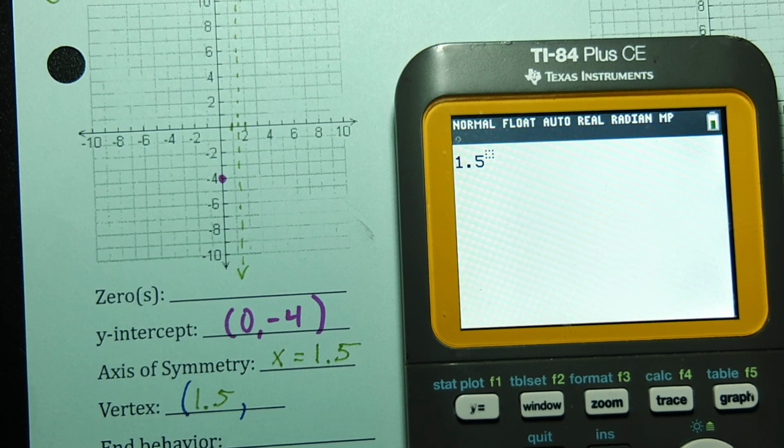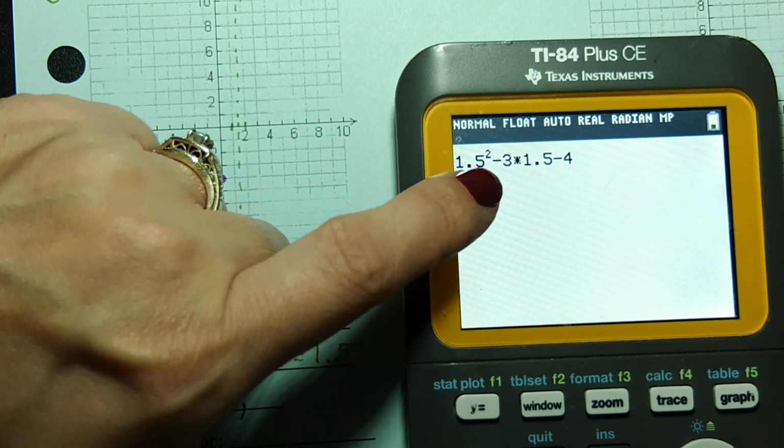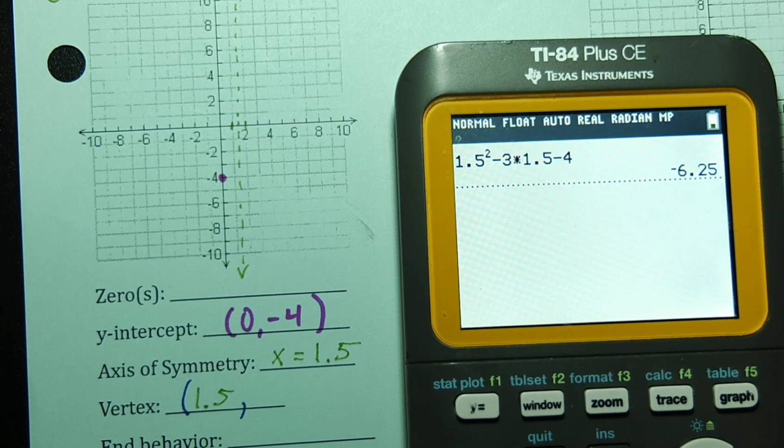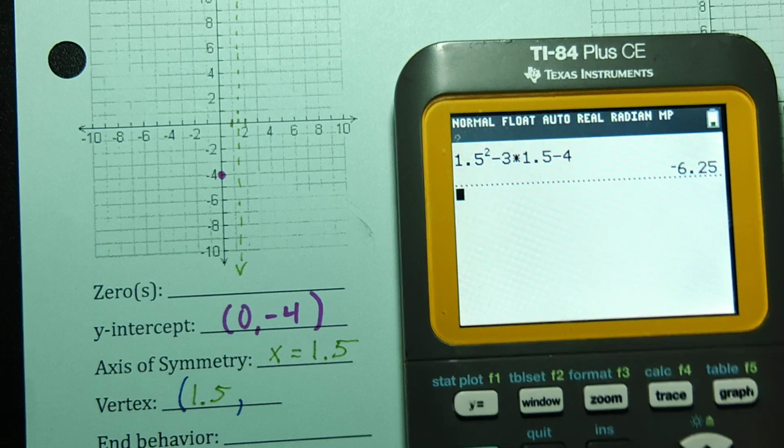So 1.5 to the power of 2. We do not need parentheses because 1.5 is not negative. Arrow over to escape the exponent. Minus 3 times 1.5. And then minus 4. Notice we've got a big minus sign in front of the 3 and a big minus sign in front of the 4. Folks, if you use a little negative here, your calculator is going to end up multiplying all 4 of those terms together. And ew, we get -6.25.